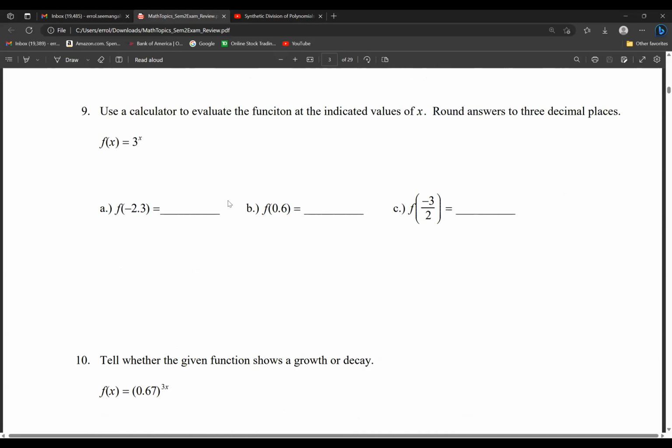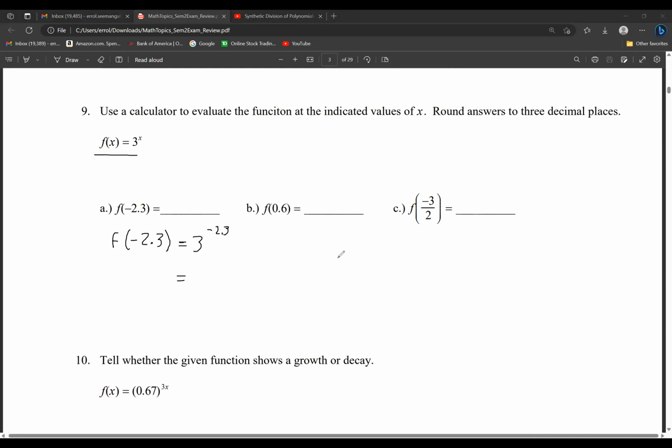9. Use a calculator to evaluate the function at the indicated values of x, round to 3 decimals. Okay, this one is just plug it in basically. We know that f of x equals 3 to the x. So f of negative 2.3 would be the same thing as 3 to the negative 2.3. And that you have to do on the calculator.